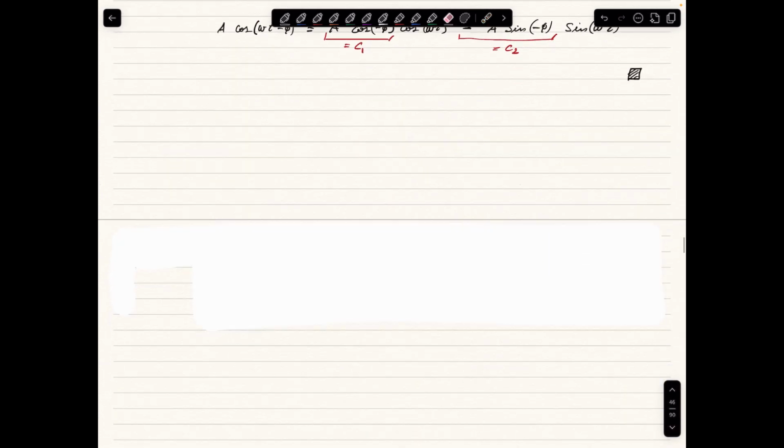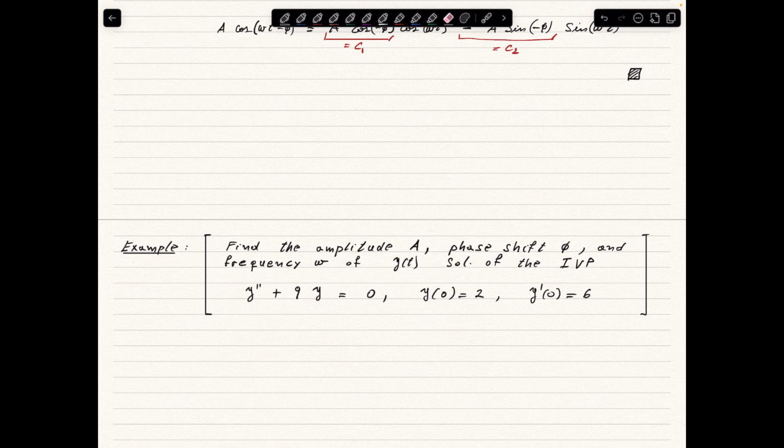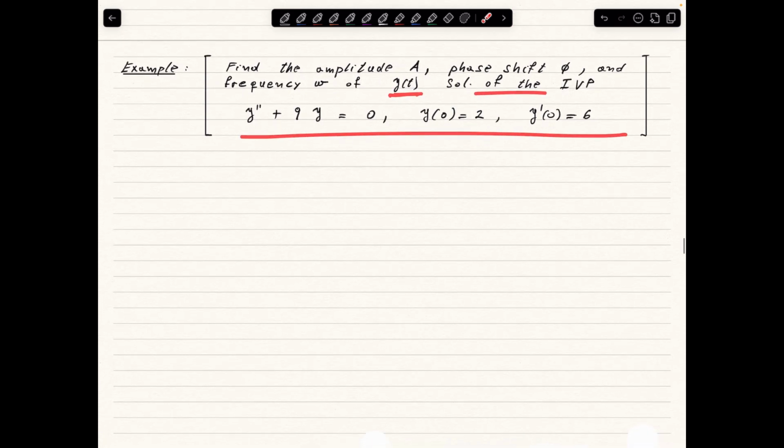And here is a problem about that. Find the amplitude and the phase shift, and of course the frequency, of a solution of the following initial value problem. Alright, so how do we solve this problem? Well, in the usual way.